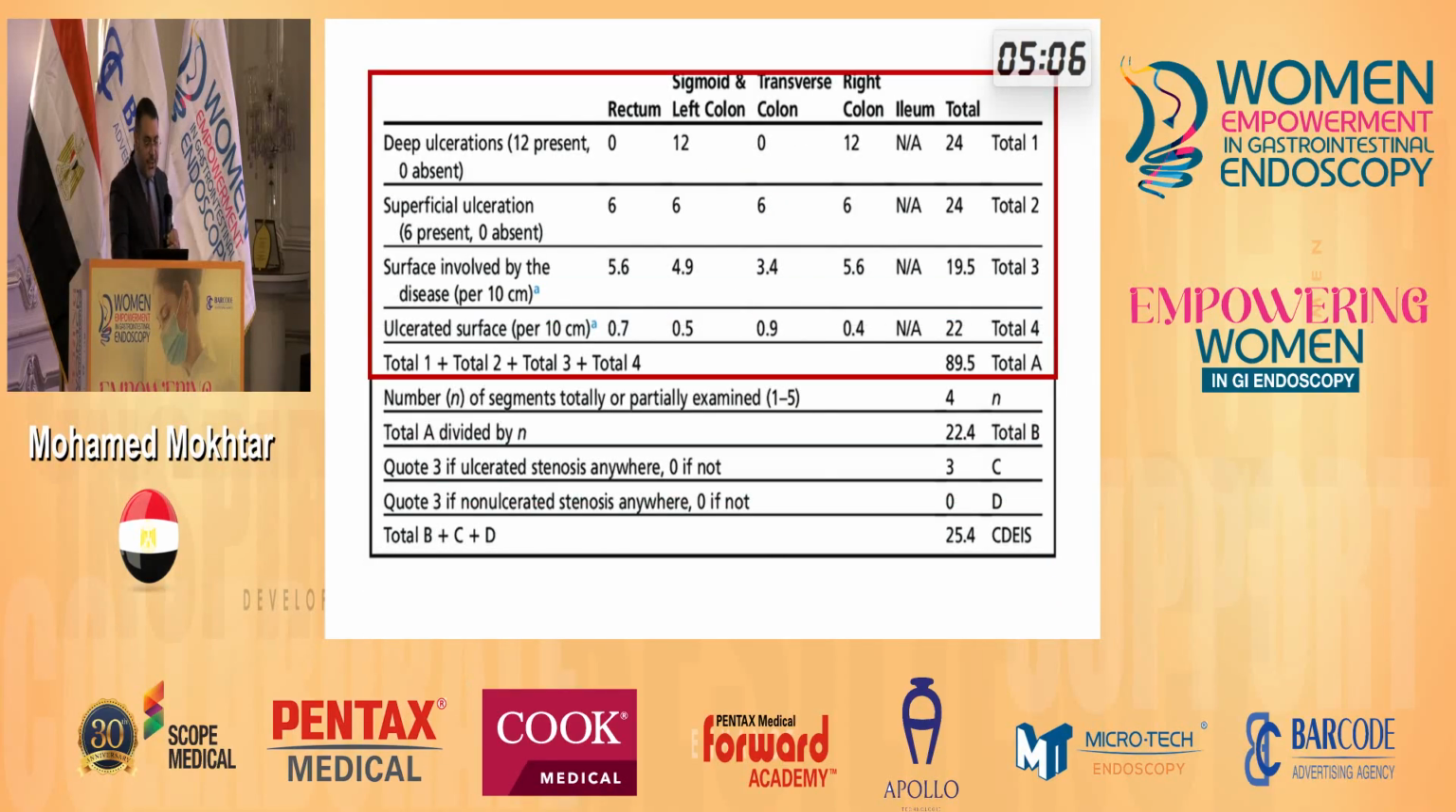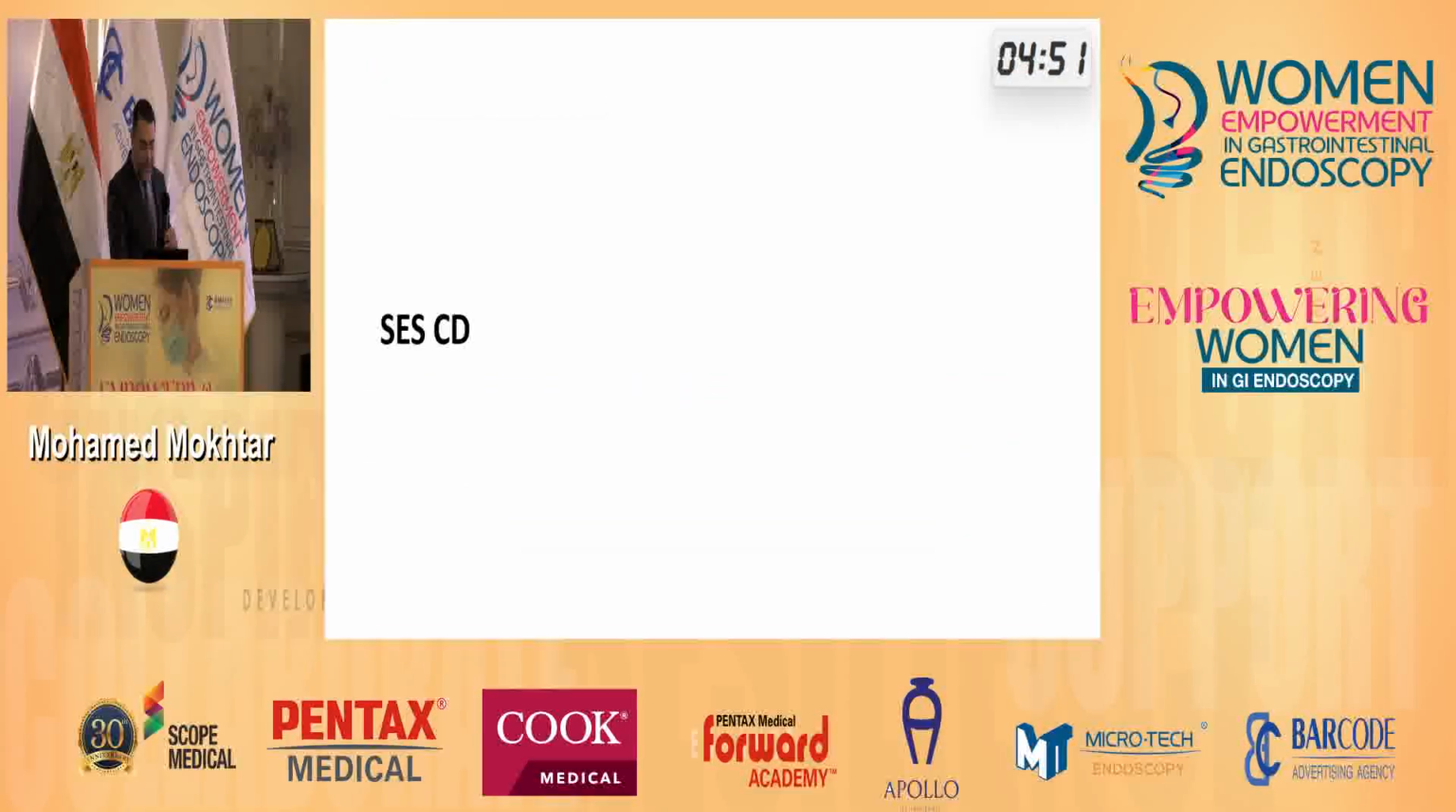This is an example. We have deep ulceration and superficial ulceration, and the surface affected. We get the sum for each segment. This is the sum of total A, which is then divided by the number of segments examined, and we add C and D, giving the total Crohn's Disease Endoscopic Index.